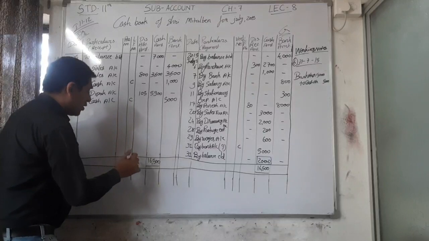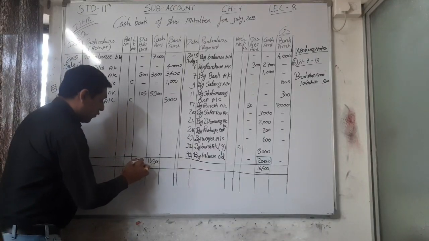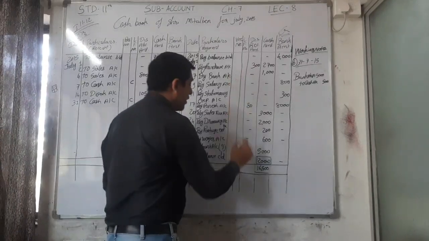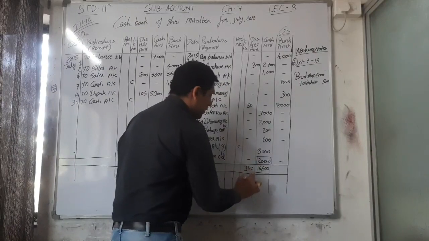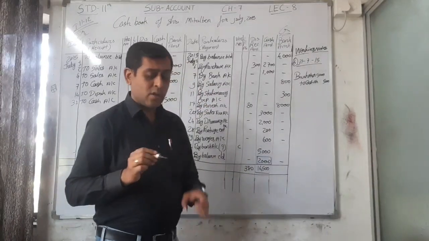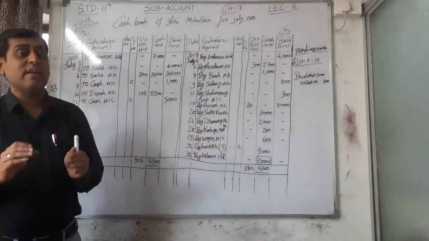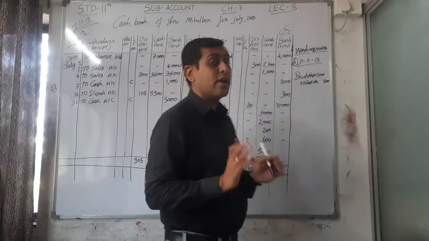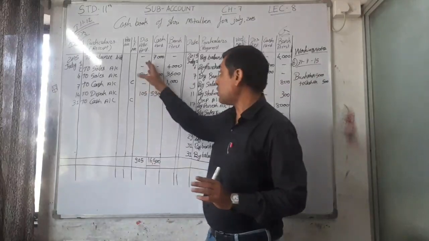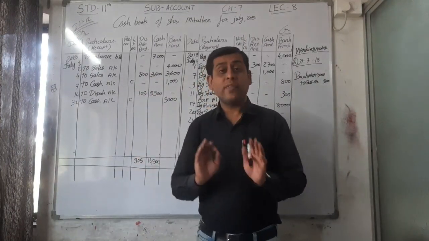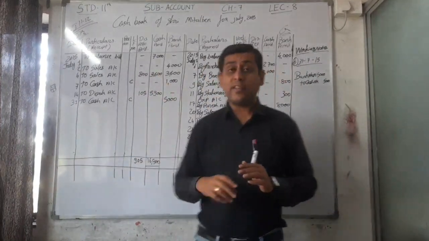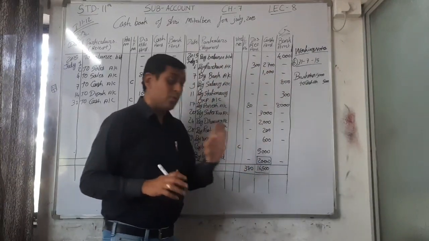What is the total on the debit side? 905. What is the total on the credit side? 380. Nothing else. Compulsory: never treat discount allowed and discount received as a credit, that is, as an opening or closing balance. So just make a total and write down the total. That is the total discount allowed and that is the total discount received, nothing else.